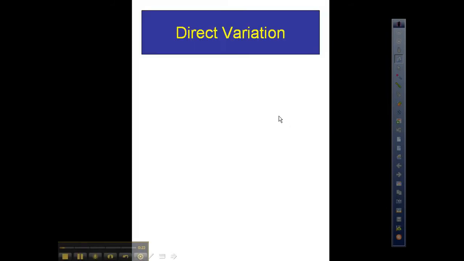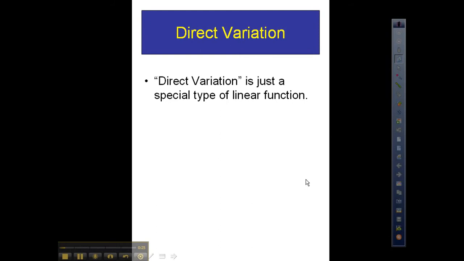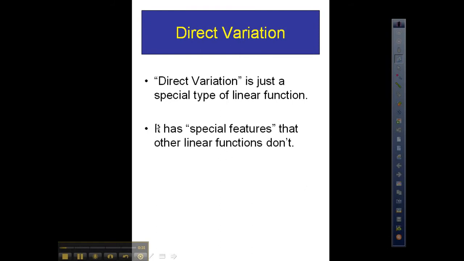All right, direct variation. Direct variation is just a special type of linear function. It has special features or special characteristics that other linear functions don't have.